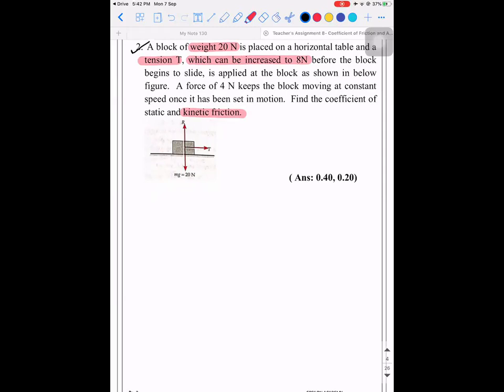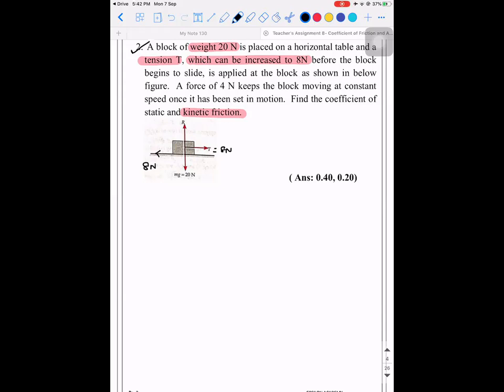8 Newton. 8 Newton is fine. What is the technical name of that 8 Newton? Why is it increased to 8 Newton before the block is moved? Initially, they didn't apply. There is a limiting friction. So what is the value of limiting friction here? 8 Newton. That is what they're indirectly saying.